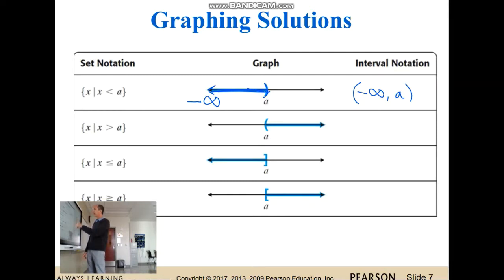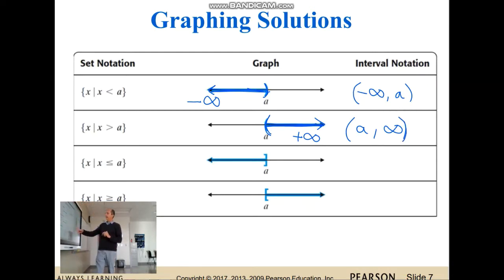The second example here, x greater than a. So everything that is greater but not equal to a. Greater but not equal, and go all the way to positive infinity. We will represent it as parenthesis a, comma, infinity, and another parenthesis here.